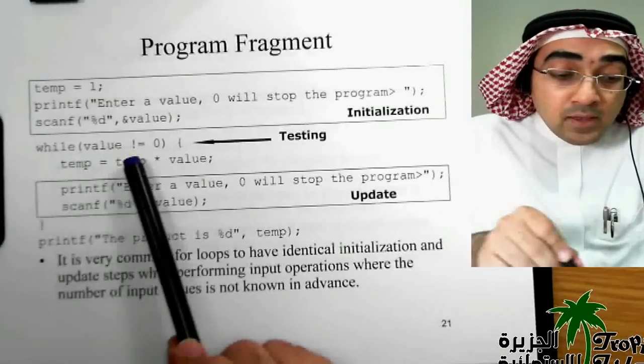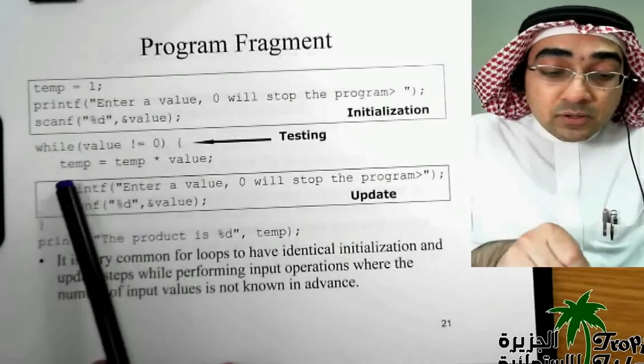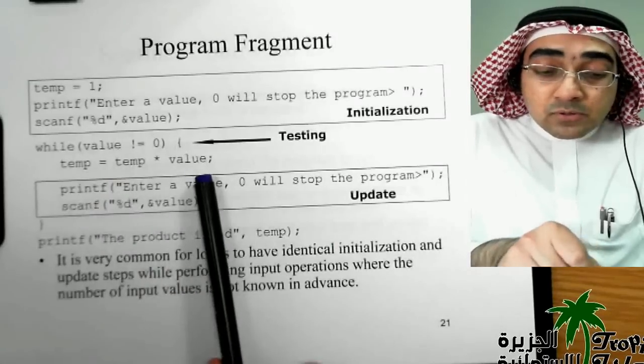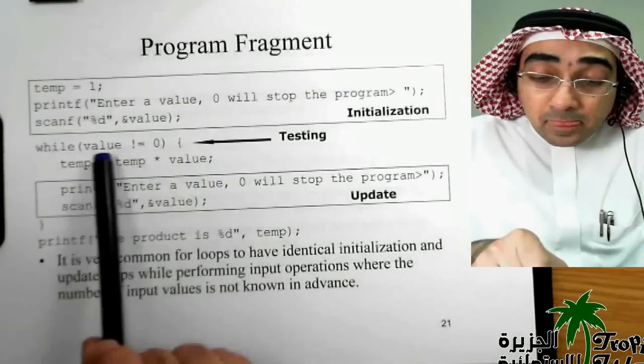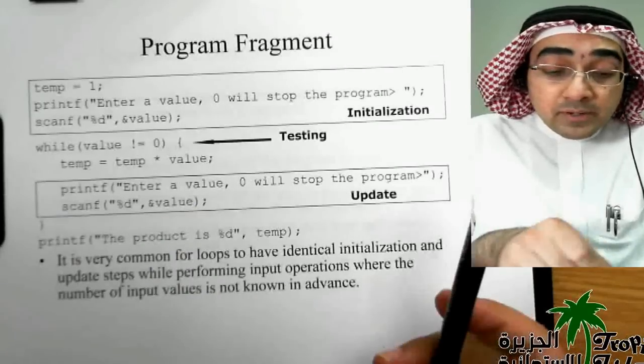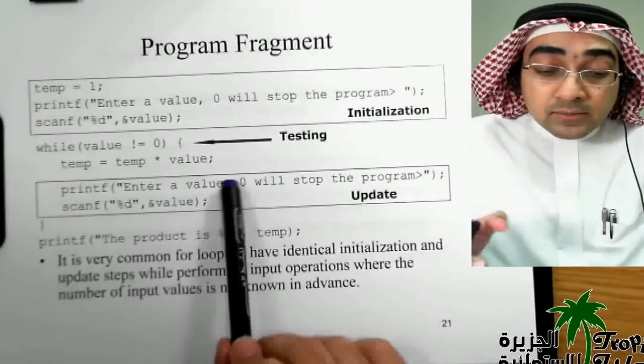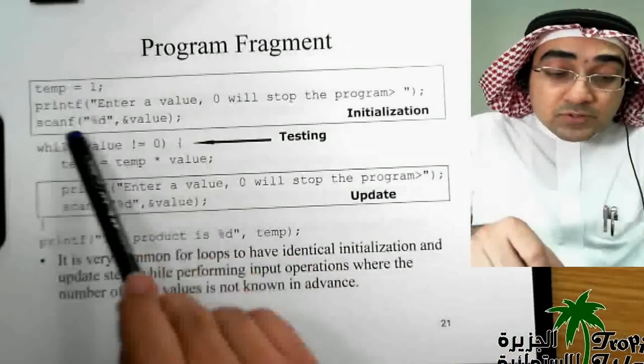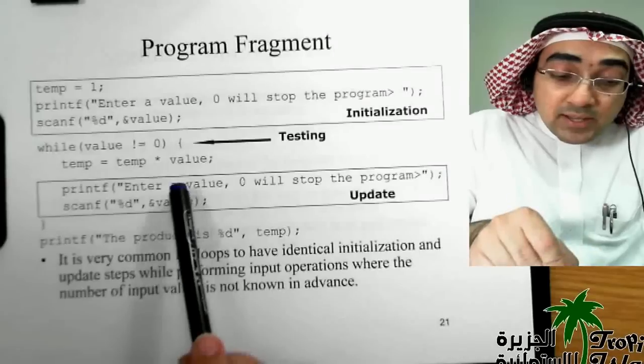Okay, then you say while value is not equal to 0, if this is not equal to 0, temp is equal to temp multiplied by value. After you do this, you have to prompt the user to enter the second number and do a scanf to take the number from the user again. And you give him the same message as over here. So this is the initialization, this is the update.